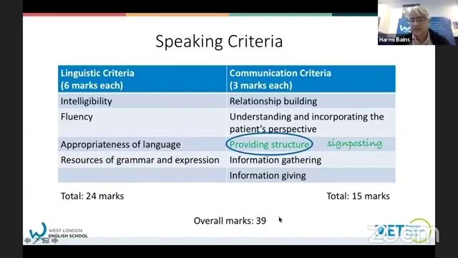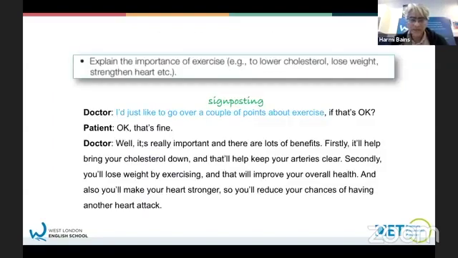So signposting, it's things like, okay, we're just going to talk about your diet. So you're telling the patient in advance, we're going to talk about your diet. And that's what's happened here. You're telling the patient in advance, we're going to talk about exercise. So that was really nice. You can see how you can pick up some marks here by using signposting. Also, the nurse or the doctor said, if that's okay. So I haven't just told the patient, this is what we're going to do. I've involved them. I'm being really polite and I'm trying to make it patient-centered.